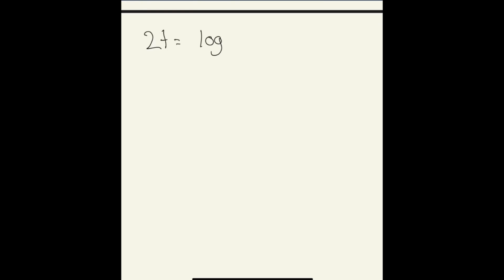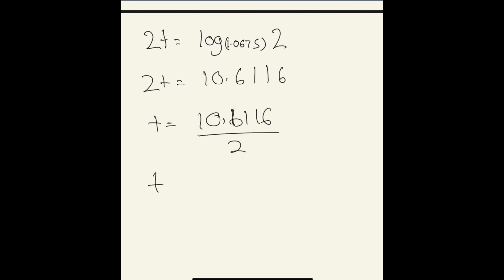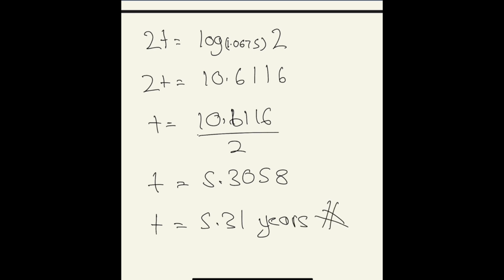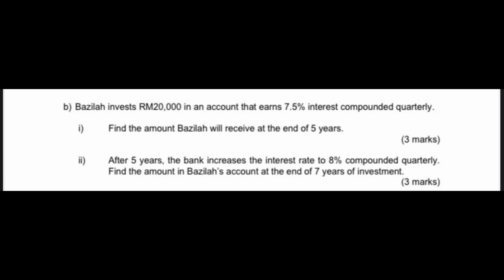So we're going to get 2t equals log 2 over log 1.0675, so 2t will equal 10.6116. Then t, we divide by 2. So t will equal 1.3058. So t equals 1.31 years. That's all.